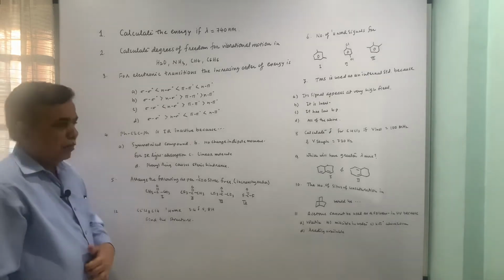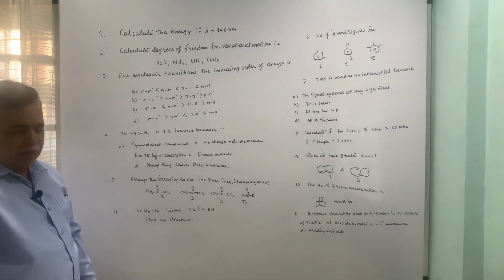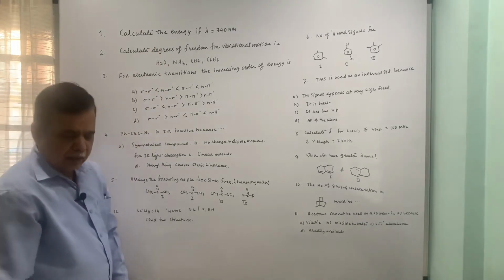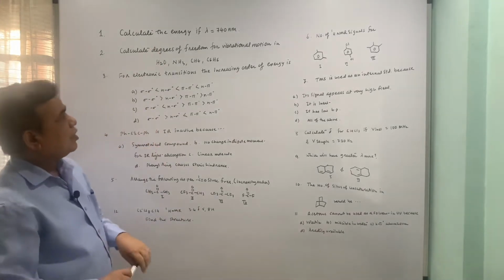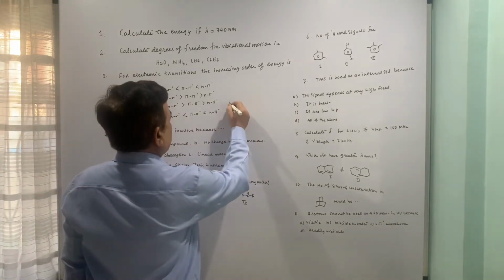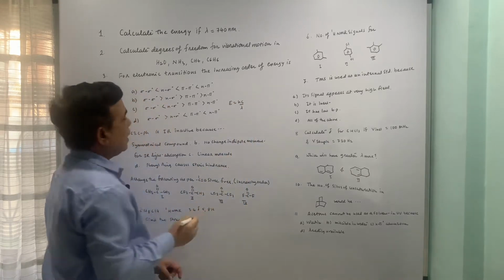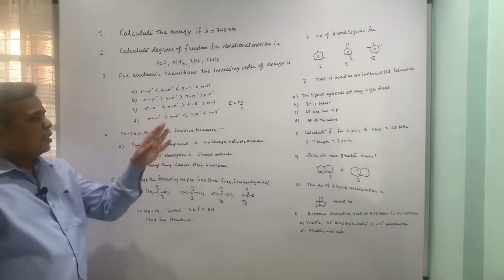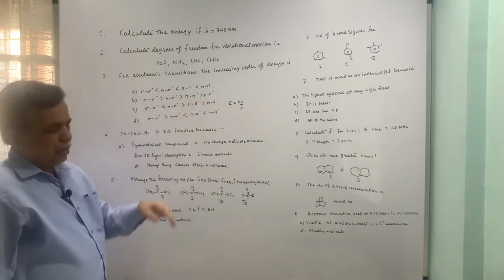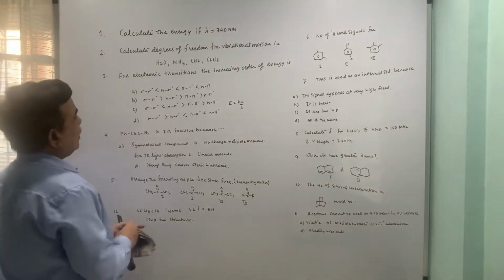Calculate the energy if lambda is 740 nanometer. This can be asked as a simple question, or it can have 4 options. For solving this question, you must know the expression: E is equal to hc by lambda, because lambda is given. h is Planck's constant, c is velocity of light. So you can use this expression and calculate the energy.